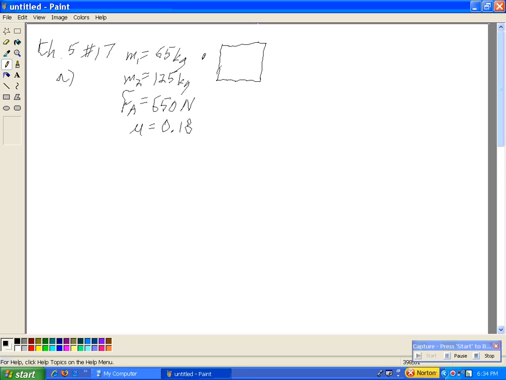So, there's the applied force on it. There's a force of gravity. There's a normal force. Okay, this is the force of gravity. I'm trying to get them as even as possible to make it a little more accurate. And friction force.